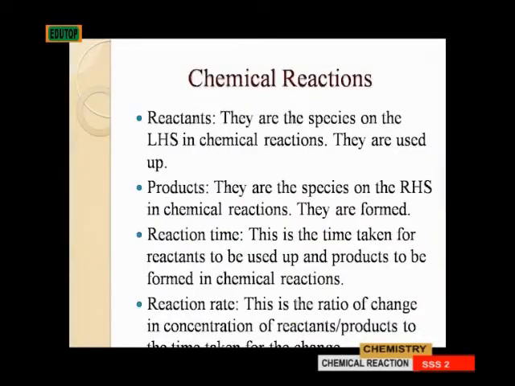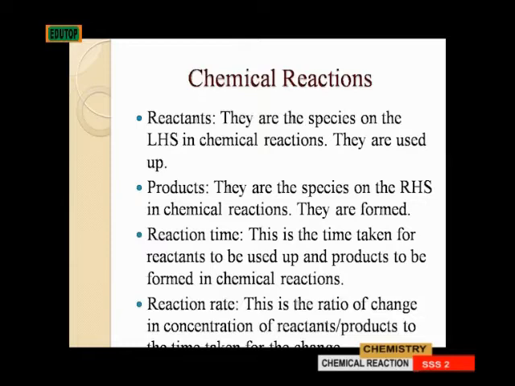Chemical reactions. In a chemical reaction, we have reactants being used up and products being formed in the process. Reactants are the species on the left-hand side in chemical reactions. They are always used up. Products are the species on the right-hand side in chemical reactions. They are always formed.